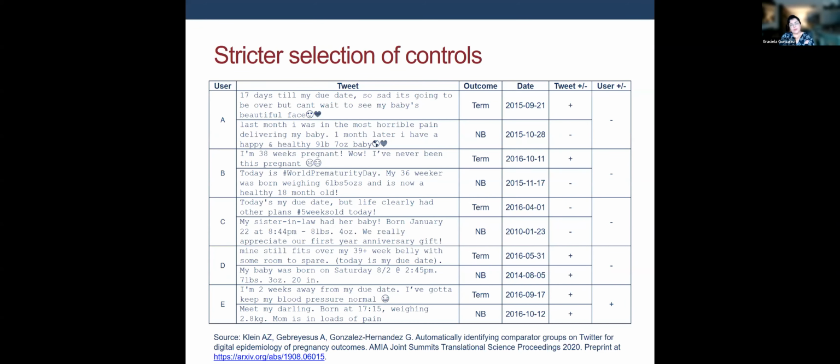Okay, so we did notice our selection of controls was pretty lax. So we went on and did a further study. This one was published as well. At that time, it was an archive preprint. So if you have trouble getting to the AMIA papers, which are always behind a paywall, try the preprint. It has all the information there.